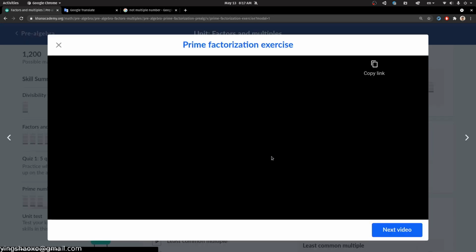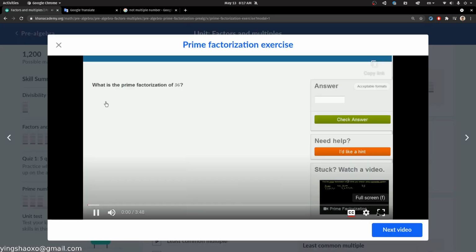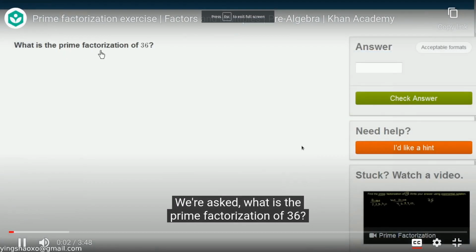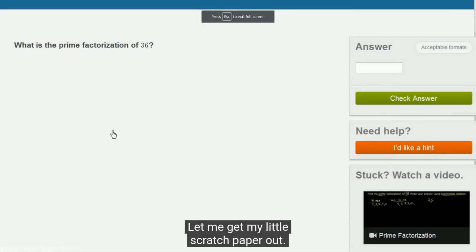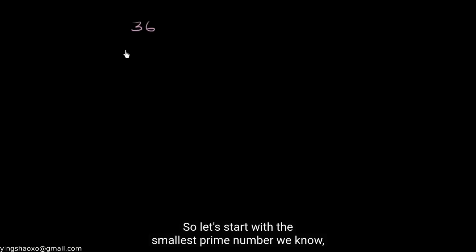Okay, I just want to do one more exercise. We're asked, what is the prime factorization of 36? Let me get my little scratch paper out. So the prime factorization of 36. Let's start with the smallest prime number we know, and that is 2. And think about, does 2 go into 36? Well, sure it does. 36 is 2 times 18. So we can write that down. 36 is 2 times 18.